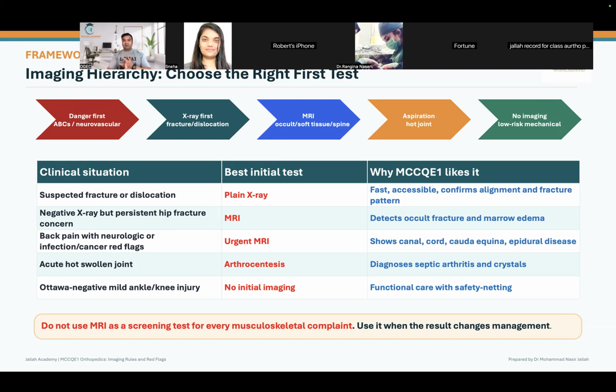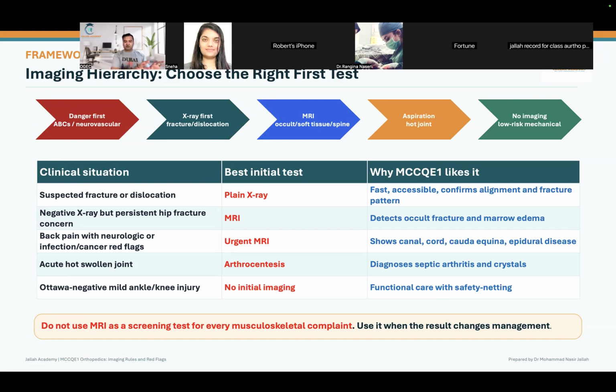You have back pain, but the patient lost sensation around the anal area, the perineal area, up to the genital area. Or the patient has lost control of bladder or bowel, or the patient cannot feel the inner thigh. So these are the neurological findings. In this case, you cannot even delay it one minute. It's urgent. You need to order the MRI and you have to refer for surgery. It shows the canal, cord, cauda equina, epidural disease.